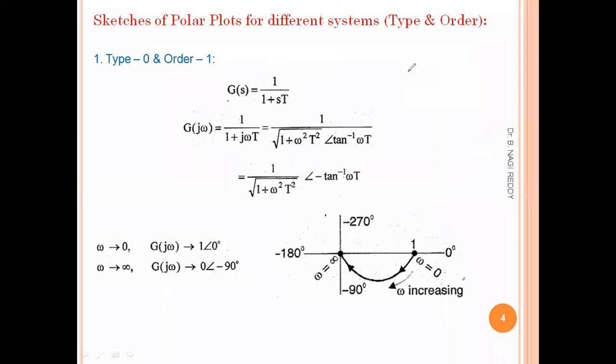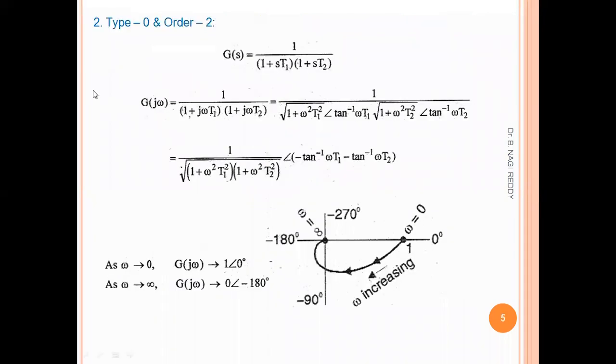In a similar process, we will do this for all other cases also. Let's see the second case, which is a type 0 and order 2 system. Here the type is also 0, so there is no pole at the origin, which is s power 0. That means type 0 and order 2. So the maximum s power in the denominator is 2. You can see here two s terms are there. If we multiply these two, we will get a maximum of s square. So that means the order is 2.